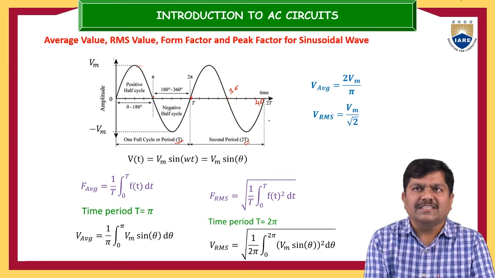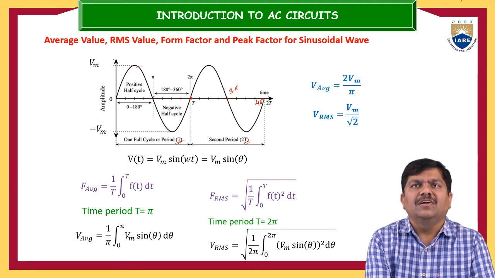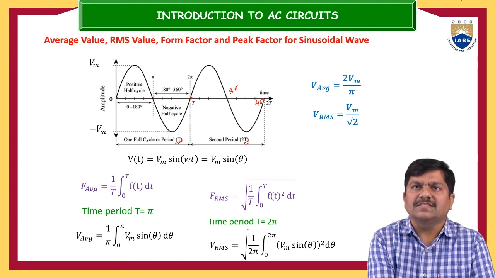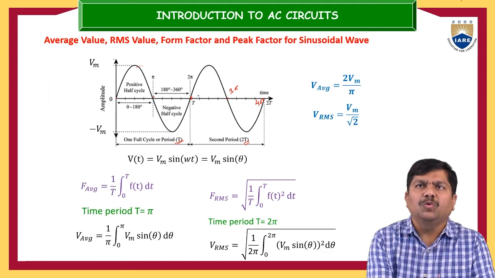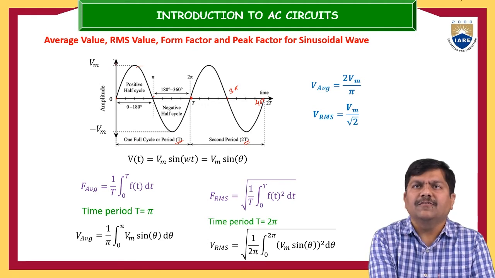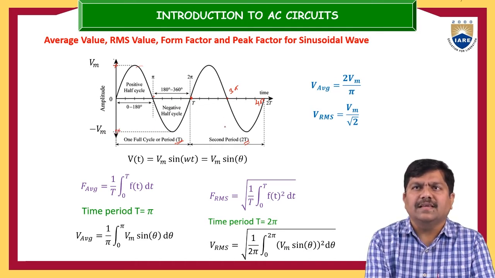Now if required, we can extend this analysis by taking a few more cycles, but to calculate the average value, RMS value, form factor and peak factor, one cycle is more than sufficient. So I am going to concentrate on the first cycle, which extends between 0 to T or 0 to 2 pi. The waveform extends between 2 peaks: the positive peak is V maximum and the negative peak is minus V maximum. So this waveform looks exactly like a sinusoidal form.